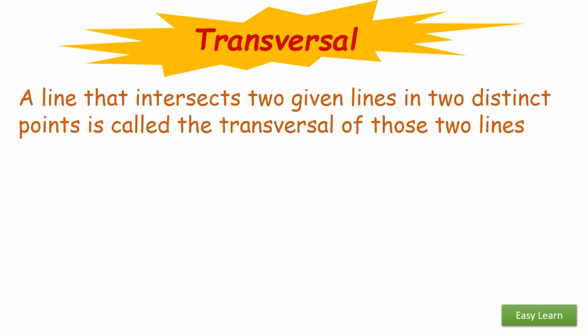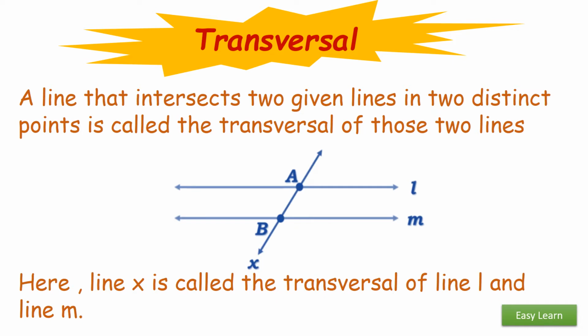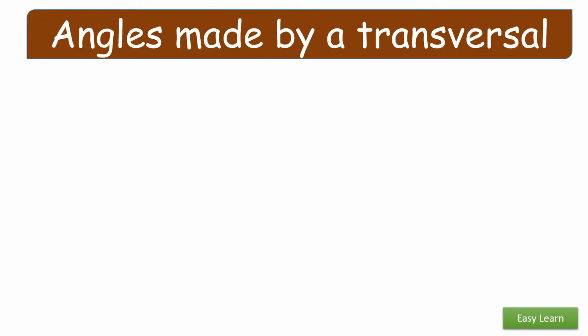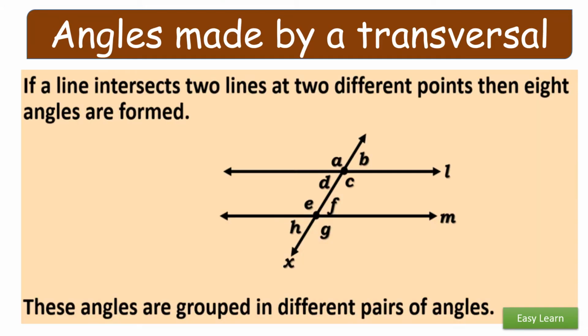Transversal. A line that intersects two given lines in two distinct points is called the transversal of those two lines. Here line X is called the transversal of line L and line M. Angles made by a transversal. If a line intersects two lines at two different points, then 8 angles are formed. These angles are grouped in pairs of angles as shown, according to the alphabets.